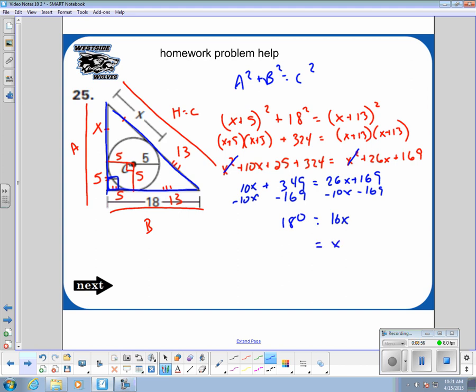Therefore, x is equal to 11.25, which is what this problem asked for: find the value of x.